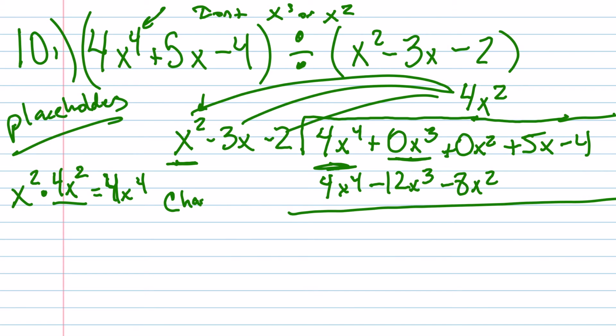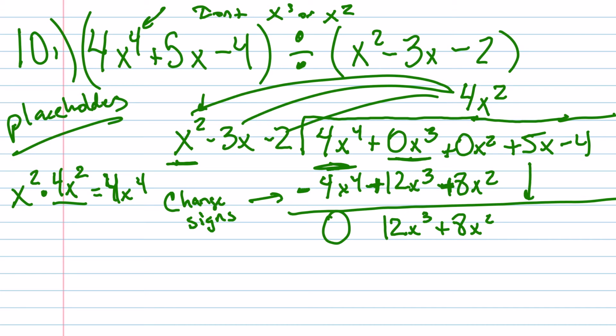Alright, I still have to change my signs. So I still make that minus, I make that a plus, and I make that a plus. And notice, now that I have my placeholders here, it makes it really easy to see where everything goes. So this turns into a 0, 0 and 12, so it's 12x cubed, 0 and 8, so it's 8x squared, and I just drop down the rest of it. I drop down 5x, I drop down negative 4.